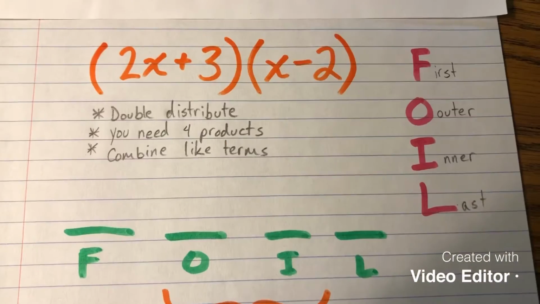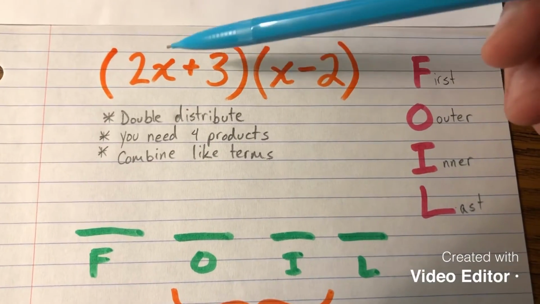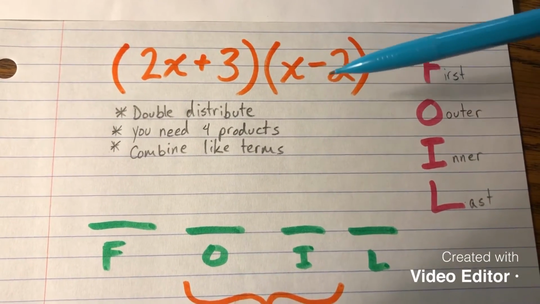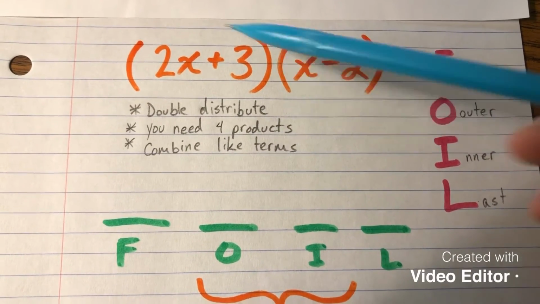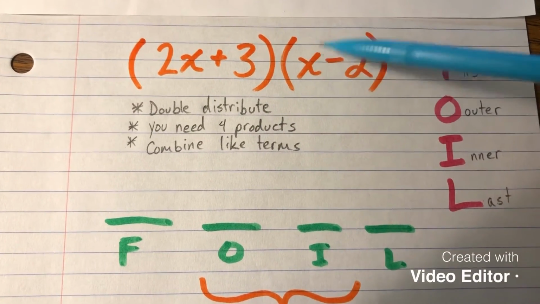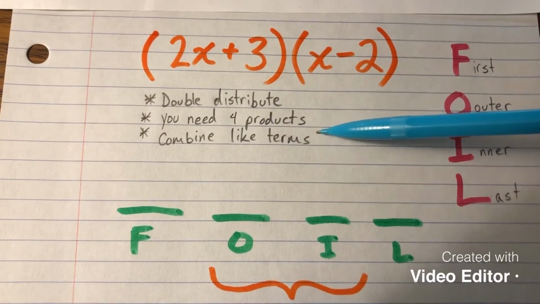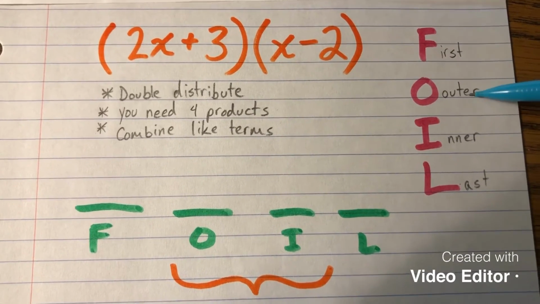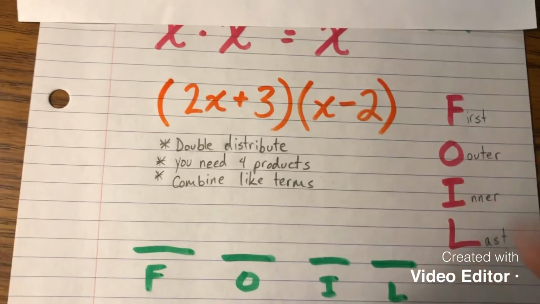Okay, so the last way this is going to look is if you have to multiply a binomial times a binomial. So each of these has 2 parts. And this is also called double distributing. If you distribute each one of these twice, you're going to get 4 products. And then you have to combine like terms. This is called FOIL because you're going to multiply the first, multiply the outer, multiply the inner, multiply the last. So what does this look like?